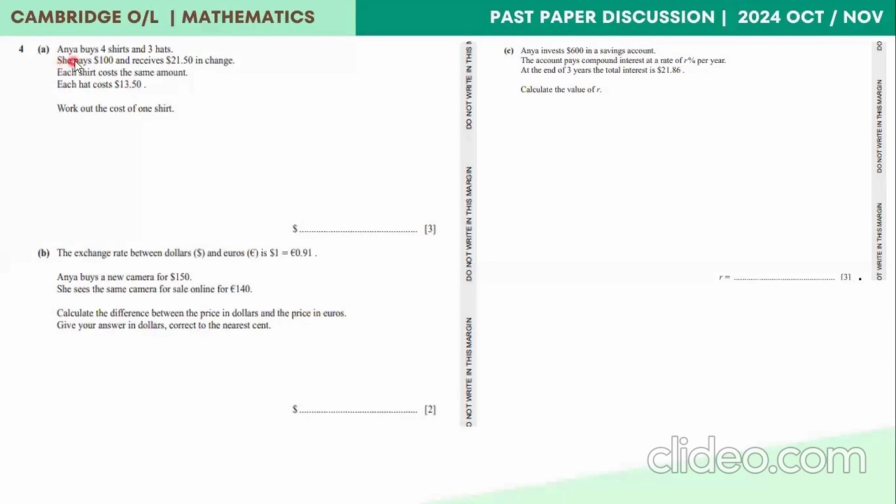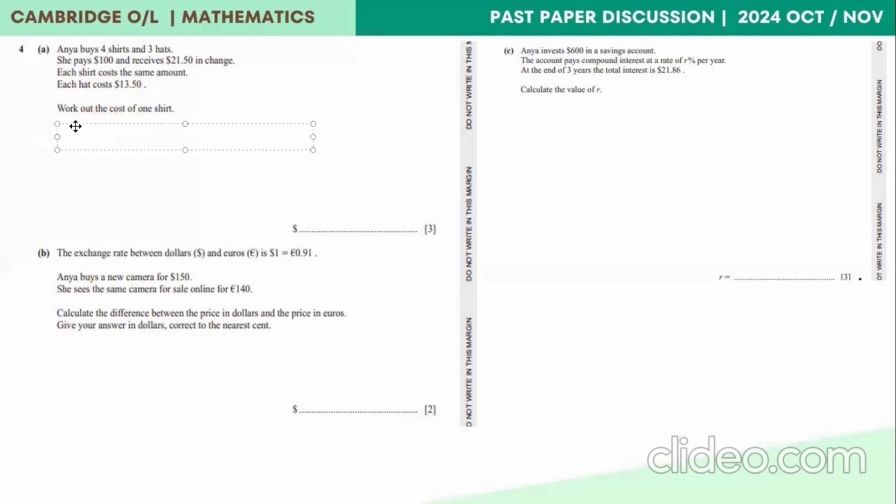The fourth question: Anya buys 4 shirts and 3 hats. She pays $100 and receives $21.5 in change. Each shirt costs the same amount. Each hat costs $13.5. So again, if we read it, Anya buys 4 shirts and 3 hats. She pays a total of $100 and receives 21.5 in change. Each shirt costs the same amount and each hat costs $13.5. So we have to work out the cost of one shirt.